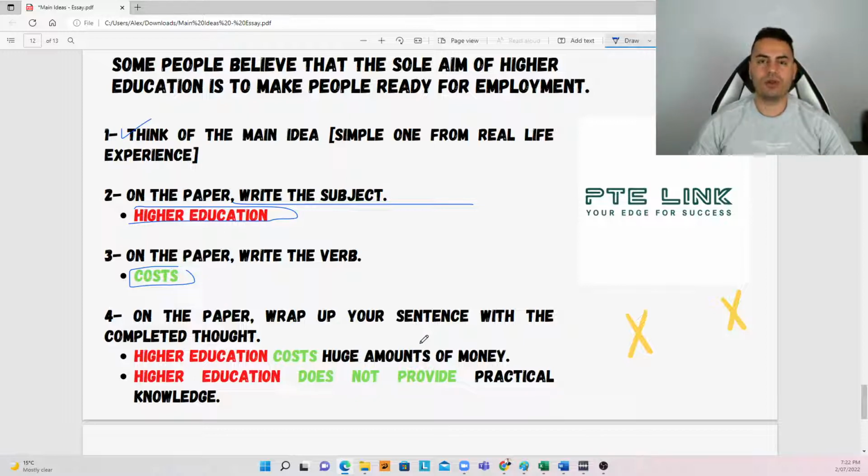You are very good to go. The second main idea, okay, higher education, that's a noun phrase, doesn't provide. That's a verb phrase. And the computer will be very, very happy, by the way. Higher education doesn't provide what? It doesn't provide practical knowledge. Done. So this is how I ended up getting 2 negative ideas.